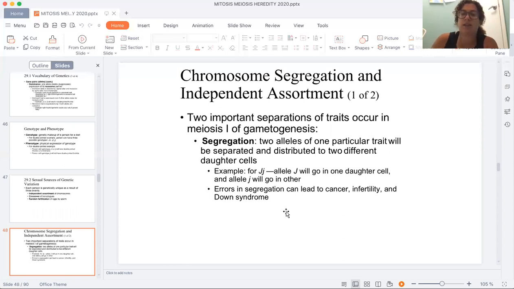What happens is that sometimes the segregation occurs where it doesn't get distributed properly. A common example is Down syndrome, which is known as trisomy 21. It is chromosome 21 that accidentally gets another chromosome.